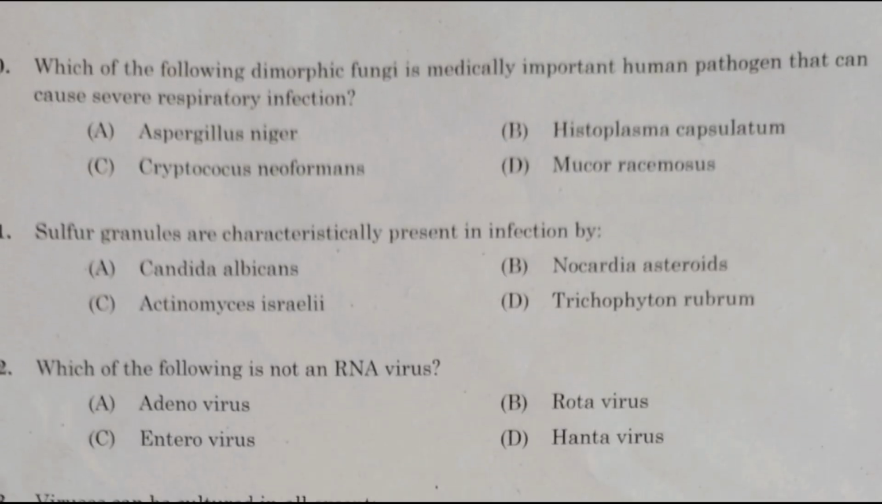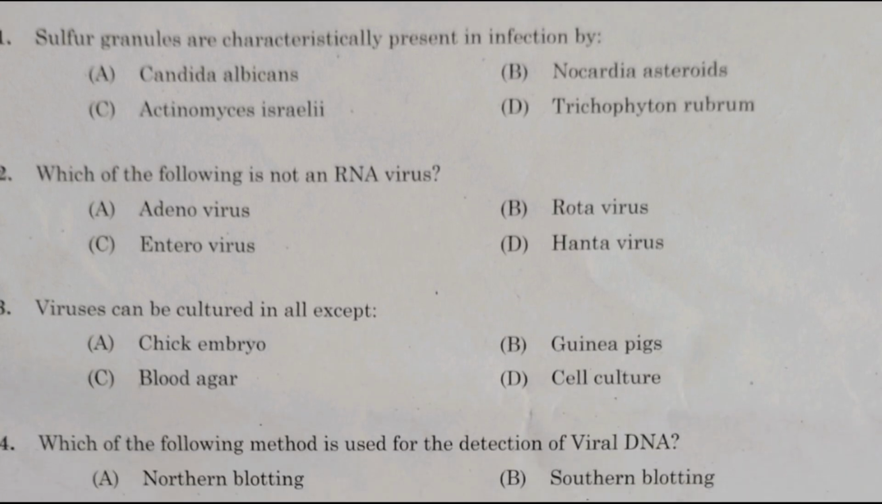Next one, which of the following dimorphic fungi is medically important human pathogen that can cause severe respiratory infection? The right answer is option B, Histoplasma capsulatum. Next one, sulfur granules are characteristically present in infection by. The right answer is option C, Actinomyces israelii. Next question, which of the following is not an RNA virus? The right answer is option A, adenovirus. All the others are RNA viruses.